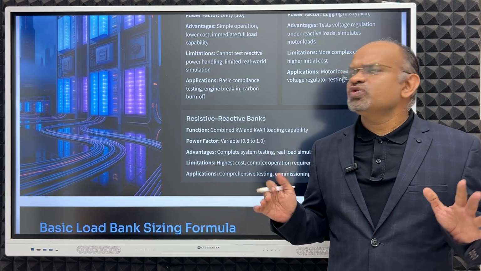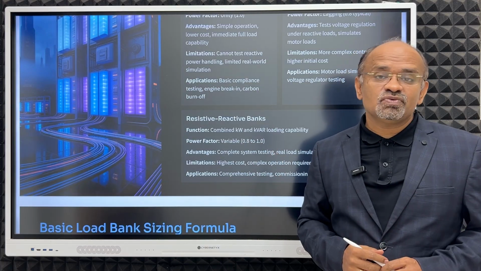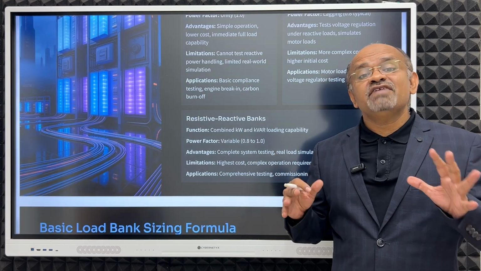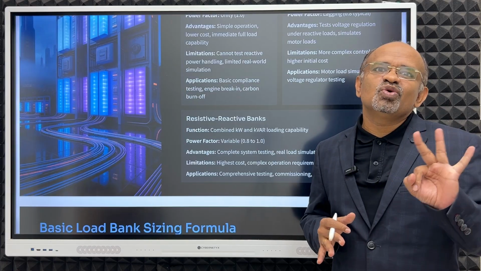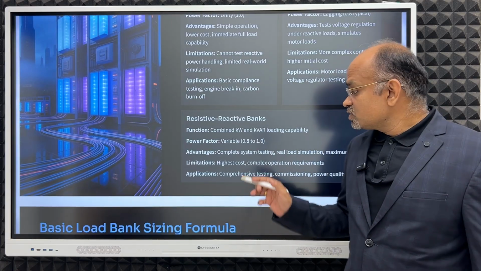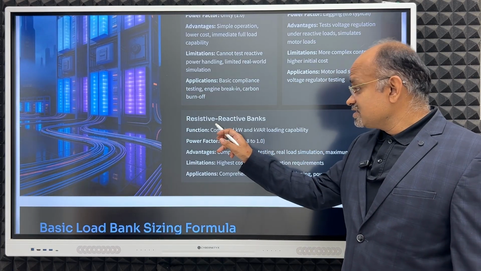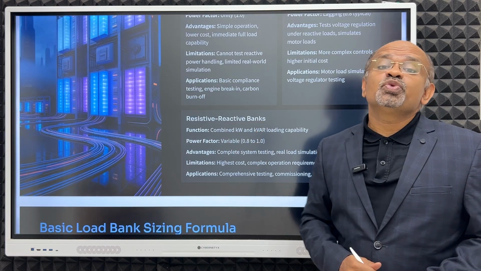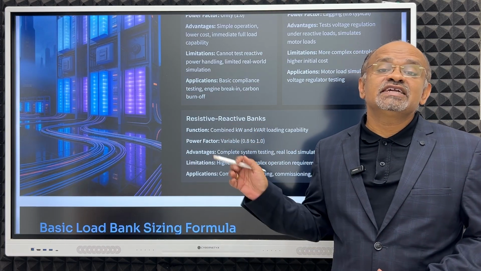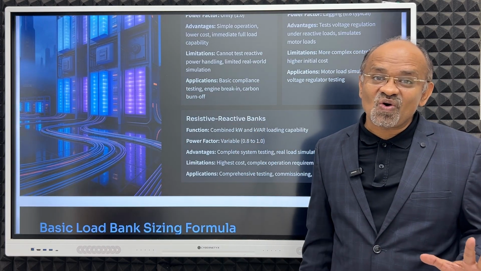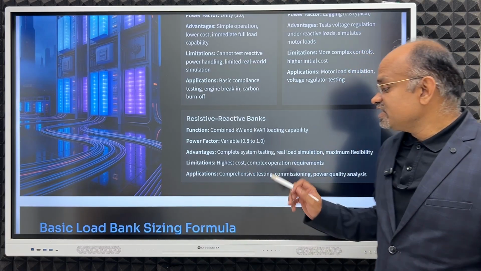Everywhere you cannot have the pure resistive load. The loads have different characteristics. All three loads are there on each DG set. So this load bank is very much important because it will test every scenario. All types of load will be tested.